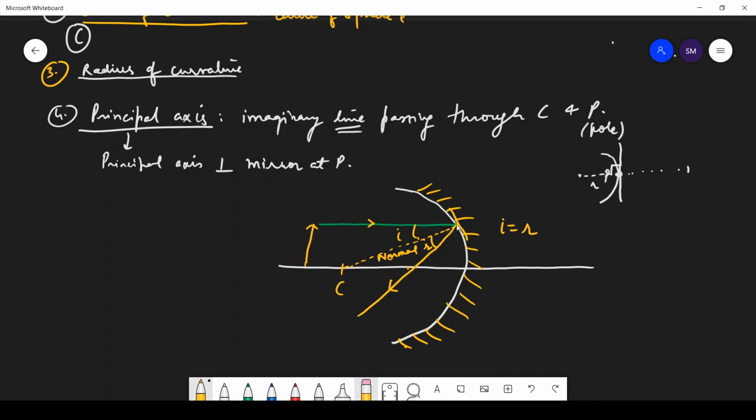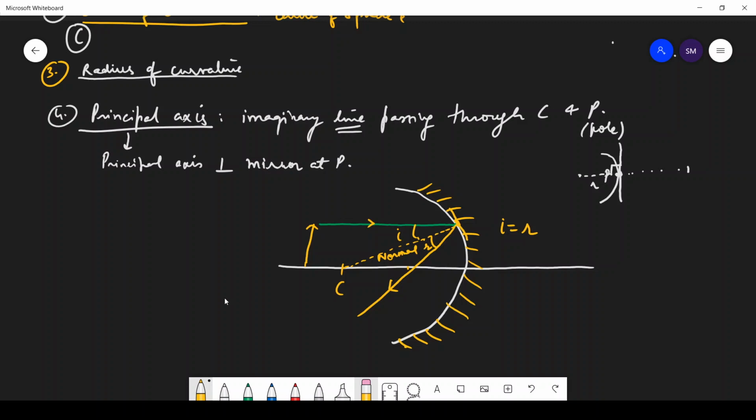This is the normal because if you draw a tangent at this point, that is how the surface will behave. This small surface over here will behave like a flat surface if you go very near to it, and it will be part of the tangent. This surface is part of the tangent where the incident ray is striking. So that's how we draw the incident ray and reflected ray. So angle of incidence is equal to angle of reflection.